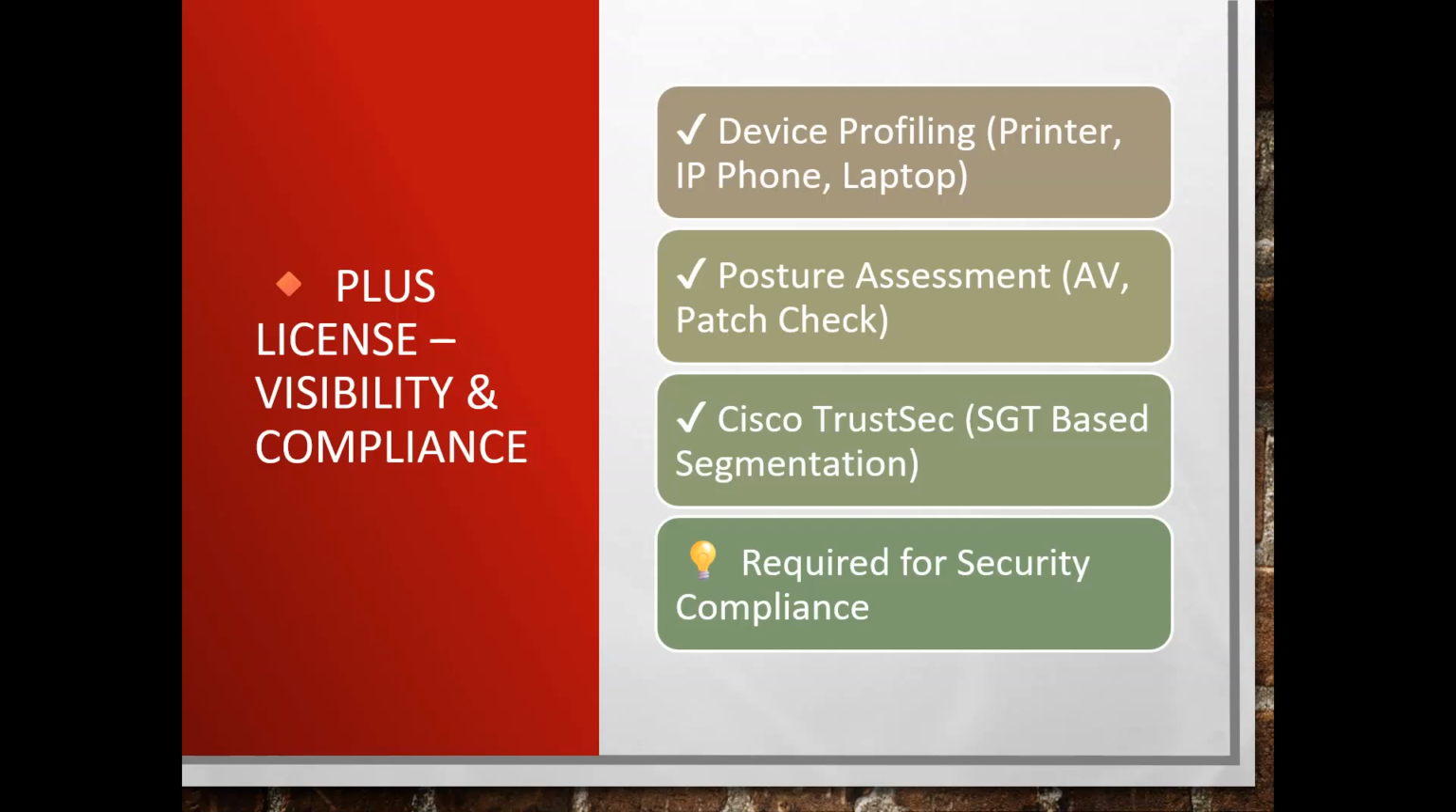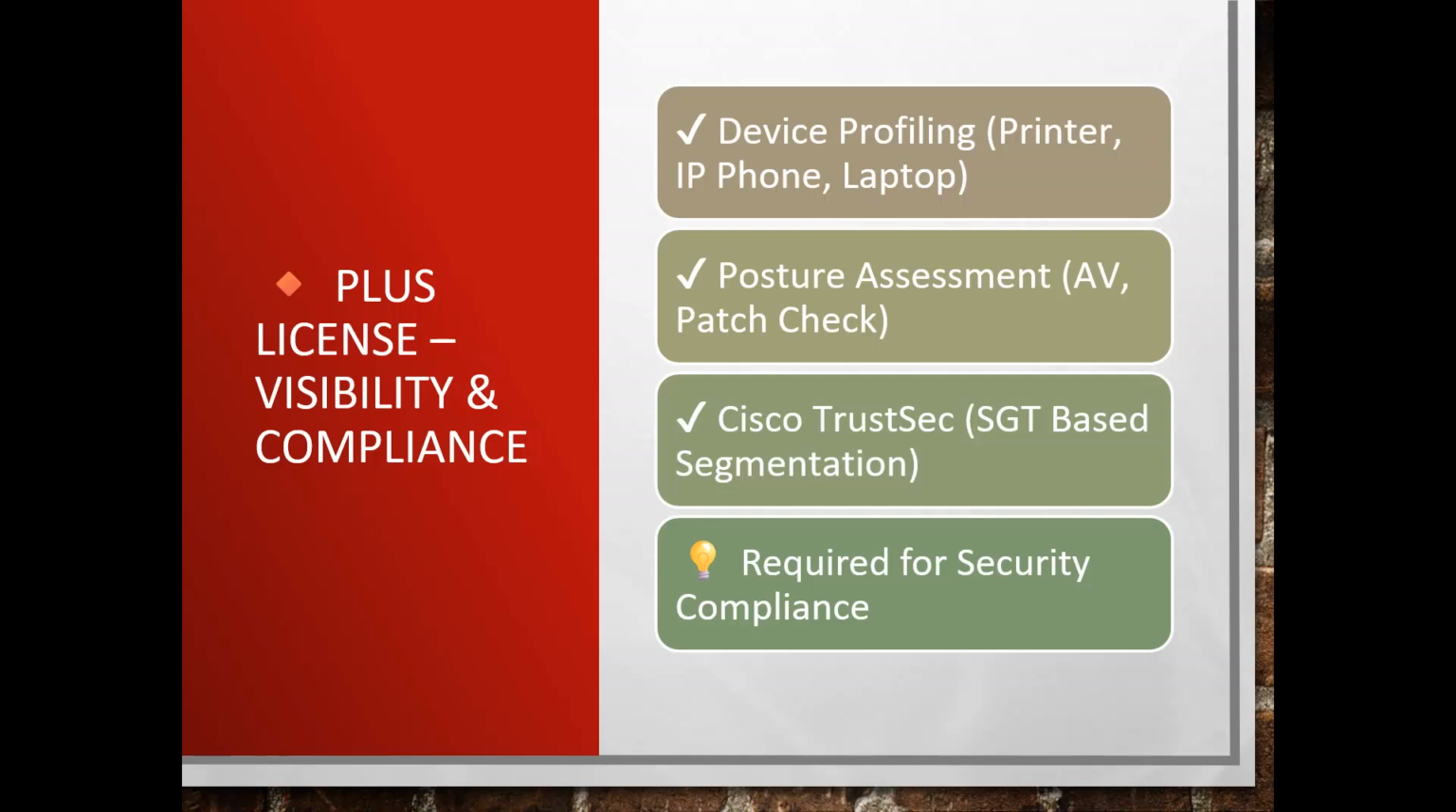The second feature is posture assessment. Posture means checking whether a device is compliant and secure. Cisco ISE can verify: is antivirus installed, is antivirus updated, is the operating system patched, is the firewall enabled. If the device is not compliant, Cisco ISE can block access, limit access, or move it to a remediation or quarantine VLAN. This is very important for companies that follow compliance standards.